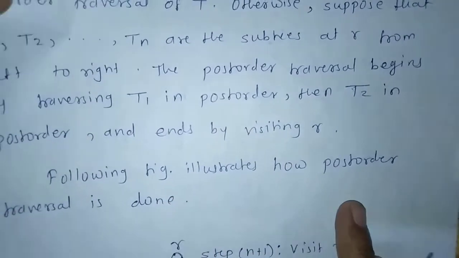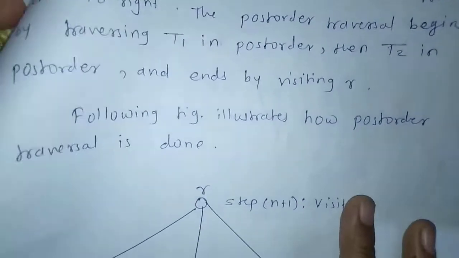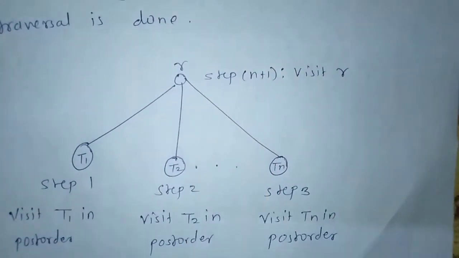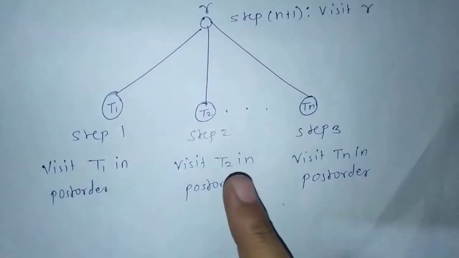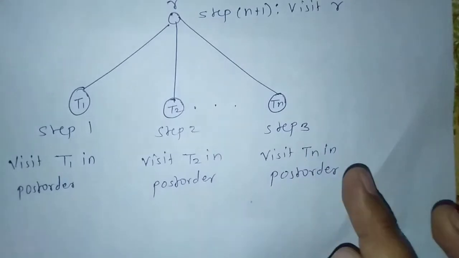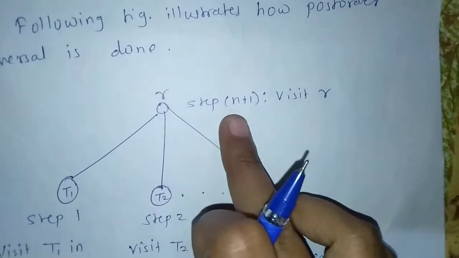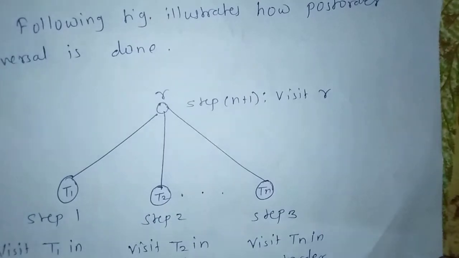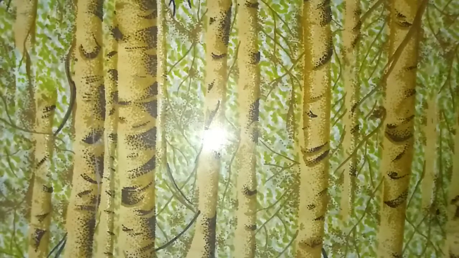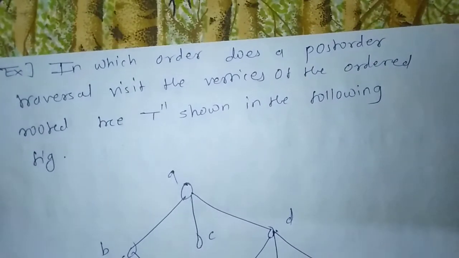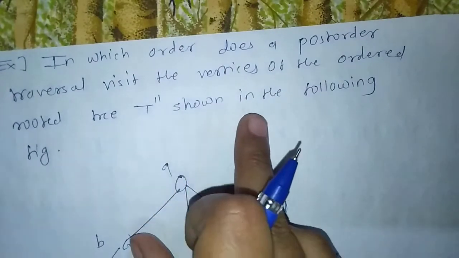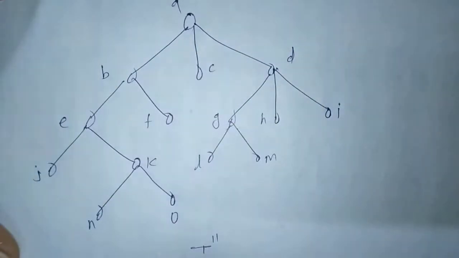Following figure illustrates how postorder traversal is done. So first step, second step, and so on: visit subtrees and last visit root R. Step first, visit T1 in postorder. Step 2, visit T2 in postorder. Step 3, visit Tn in postorder and last step n plus 1, visit R. Now example: in which order does a postorder traversal visit the vertices of the ordered rooted tree T shown in the following figure? This is nothing but the ordered rooted tree.